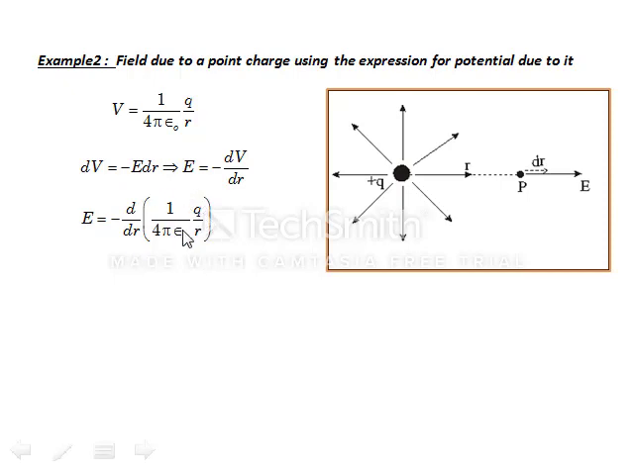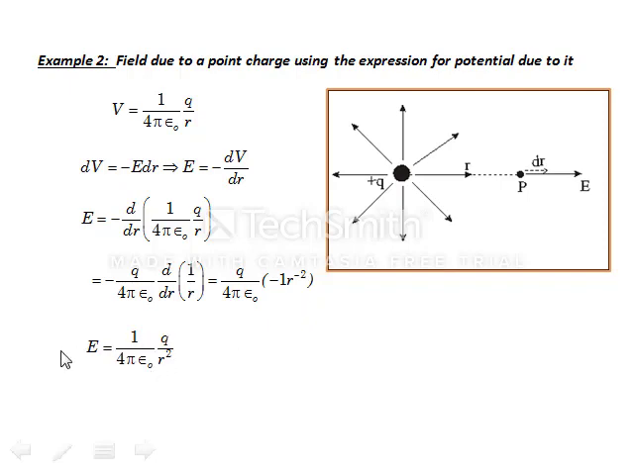Now in this differentiation, we bring all the constant terms out of the differential sign. The term minus q by 4 pi epsilon naught comes out. We are left with d by dr of 1 by r. 1 by r means r to the power minus 1. We can apply the basic formula, and this is the result we get. And this is the known formula. So here we have derived this expression for the field due to a point charge using the expression for potential due to it.